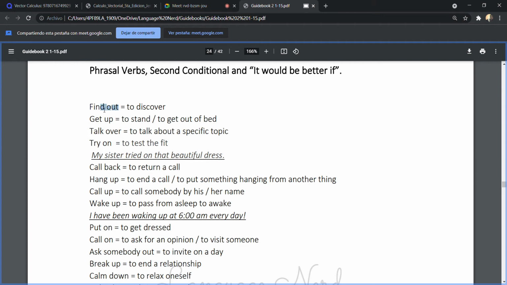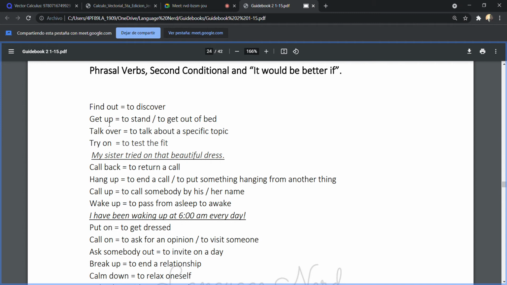So we have, for example, find out. That means discover, to discover. So for example, you can say, I found out a new particle, or I found out that she was cheating on me. I found out that my father isn't working now. That's to discover, right? And you will understand the meaning.